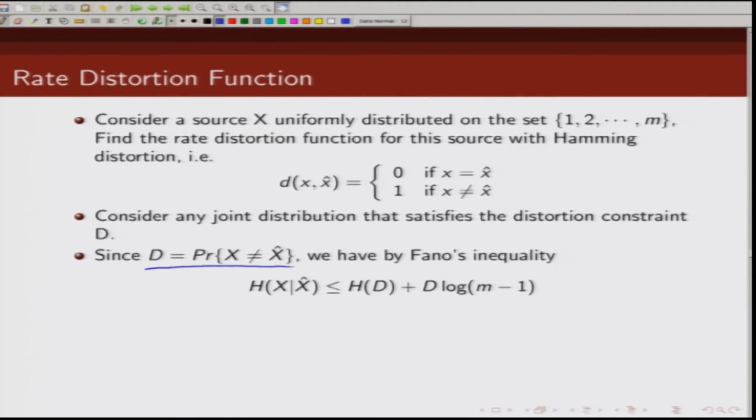Now since D is the probability of x not being equal to x hat, we can invoke Fano's lemma, and we can show the uncertainty in x given x hat is less than or equal to H of the probability of error, which is H of d plus d times log of m minus 1. This is the probability of error times log of the number of possibilities minus 1. So that is our Fano's lemma.